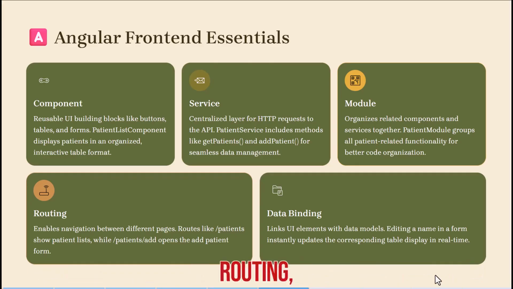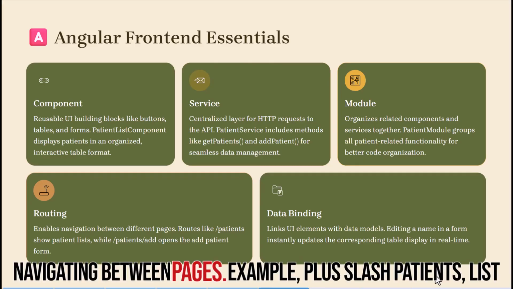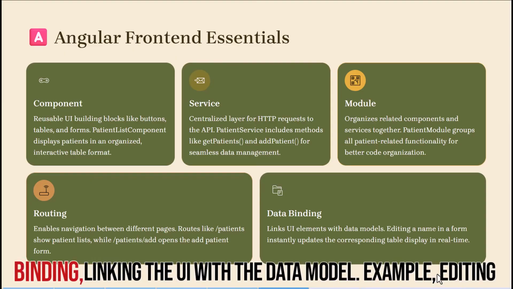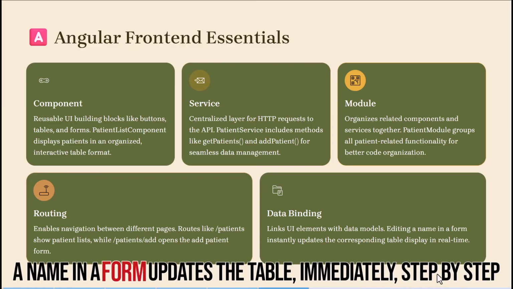Routing: navigating between pages. Example: /patients, list of patients; /patient/add, add patient. Data binding: linking the UI with the data model. Example: editing a name in a form updates the table immediately.